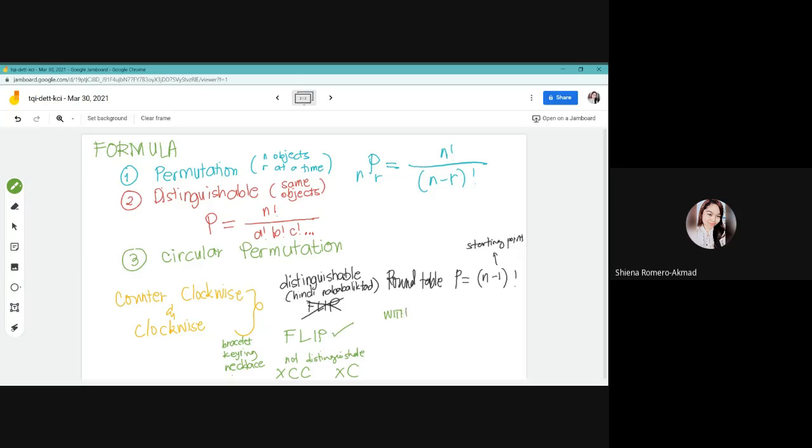Dito naman sa pag-flip, sa bracelet, sa keyring, sa necklace, dalawang formula: without lock and with lock. Kapag without lock po, ang formula natin is permutation is equal to n minus 1 factorial divided by 2. Kapag with lock, n factorial.